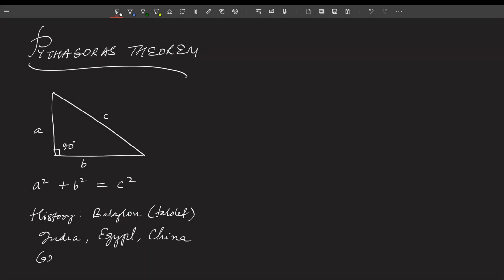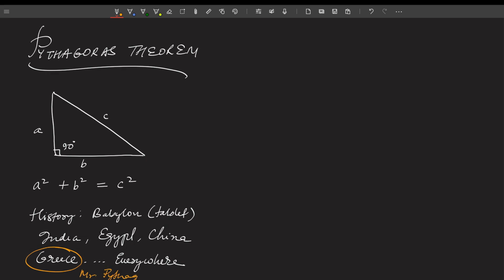Somehow the name of Pythagoras stuck to it, because it's been a convention for the last 500 years to name almost every ancient scientific discovery after a Greek philosopher. So no difference and no exception to the Pythagoras theorem. We're going to name it after Mr. Pythagoras, who was not an ancient mathematician but a philosopher.